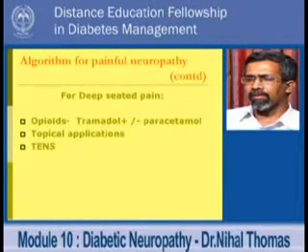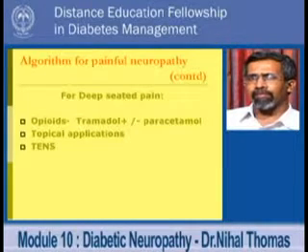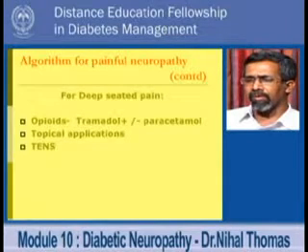Topical applications like capsaicin can also be tried, and in the most refractory forms of pain, which are chronic and require long-term treatment, transcutaneous electrical nerve stimulation, or TENS, can be utilized.